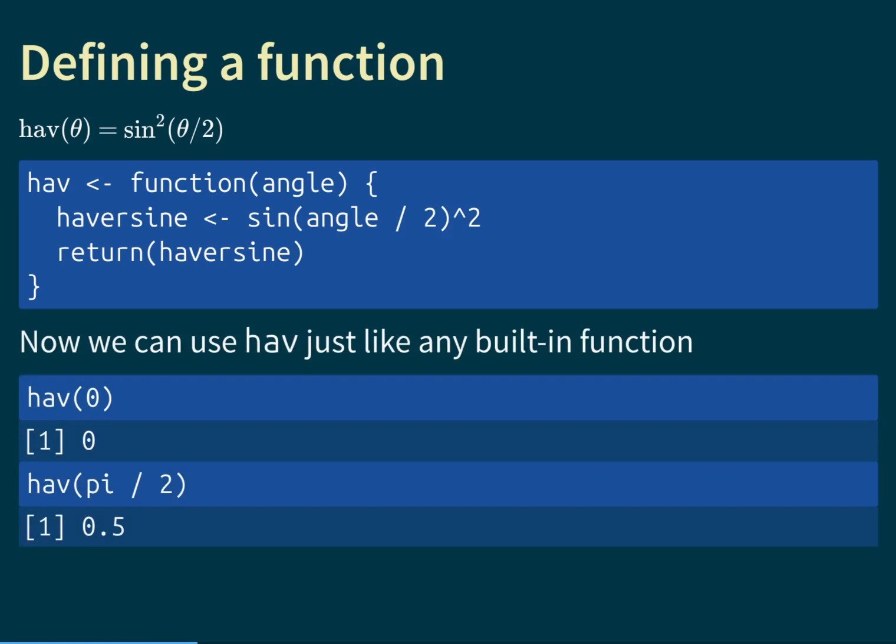And once we enter this and execute this in R, then we can use our hav function just like any other built-in function, and nobody will be able to tell that it's any different from any of the built-in functions such as square root or absolute value or logarithms. It will work just the same. If we type in hav of 0, then the computer will immediately give back the result, which is 0. If we want to compute the hav of pi over 2, then again the computer immediately gives back the result, which is 1/2.